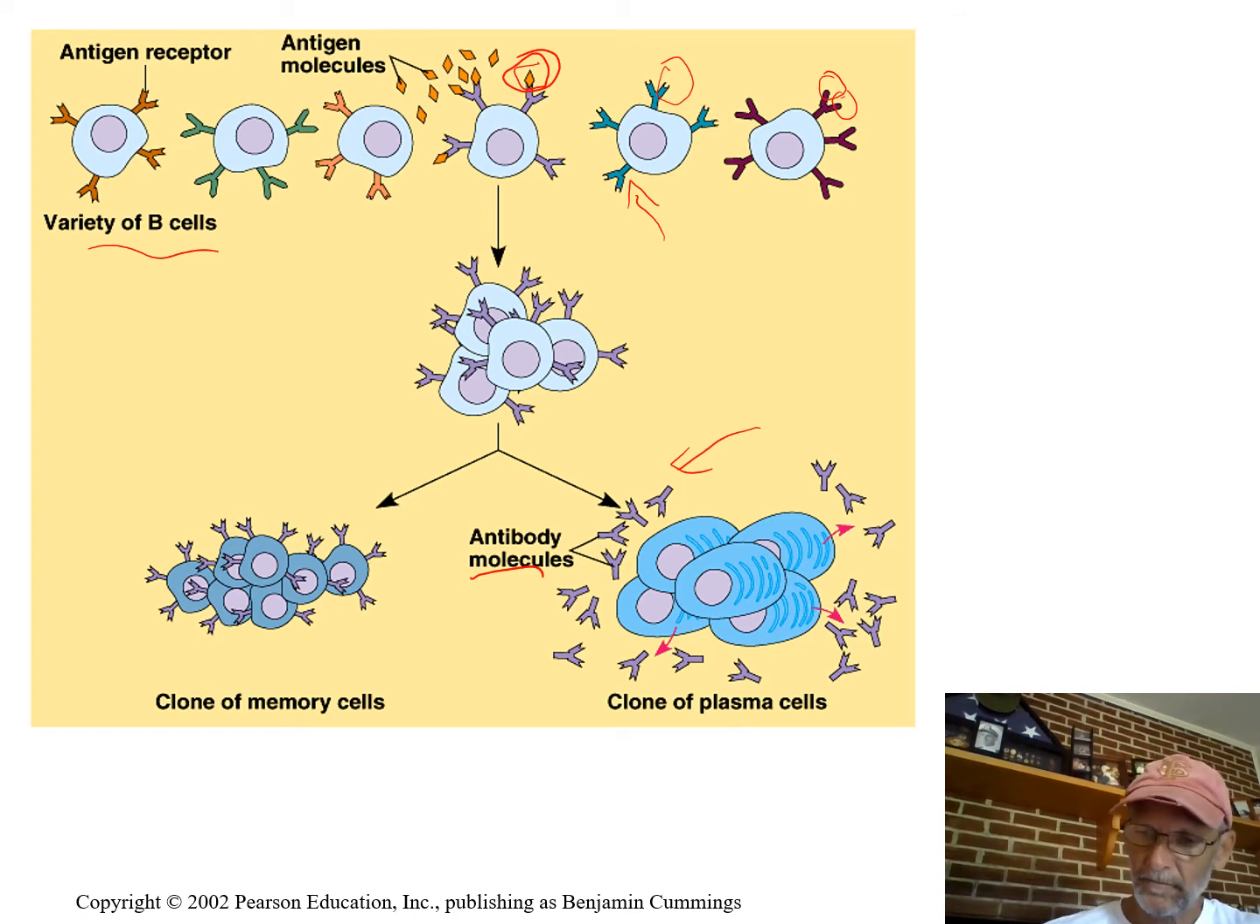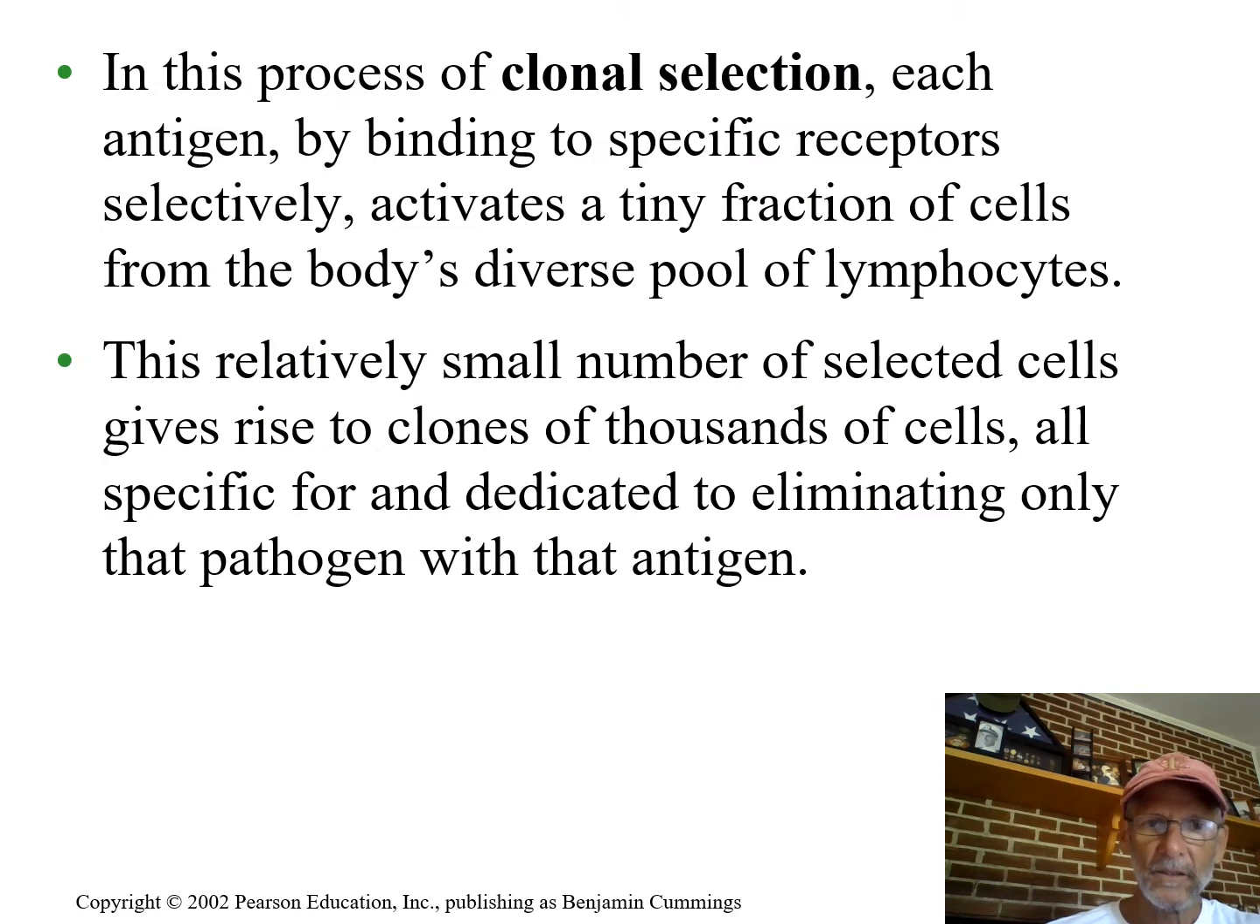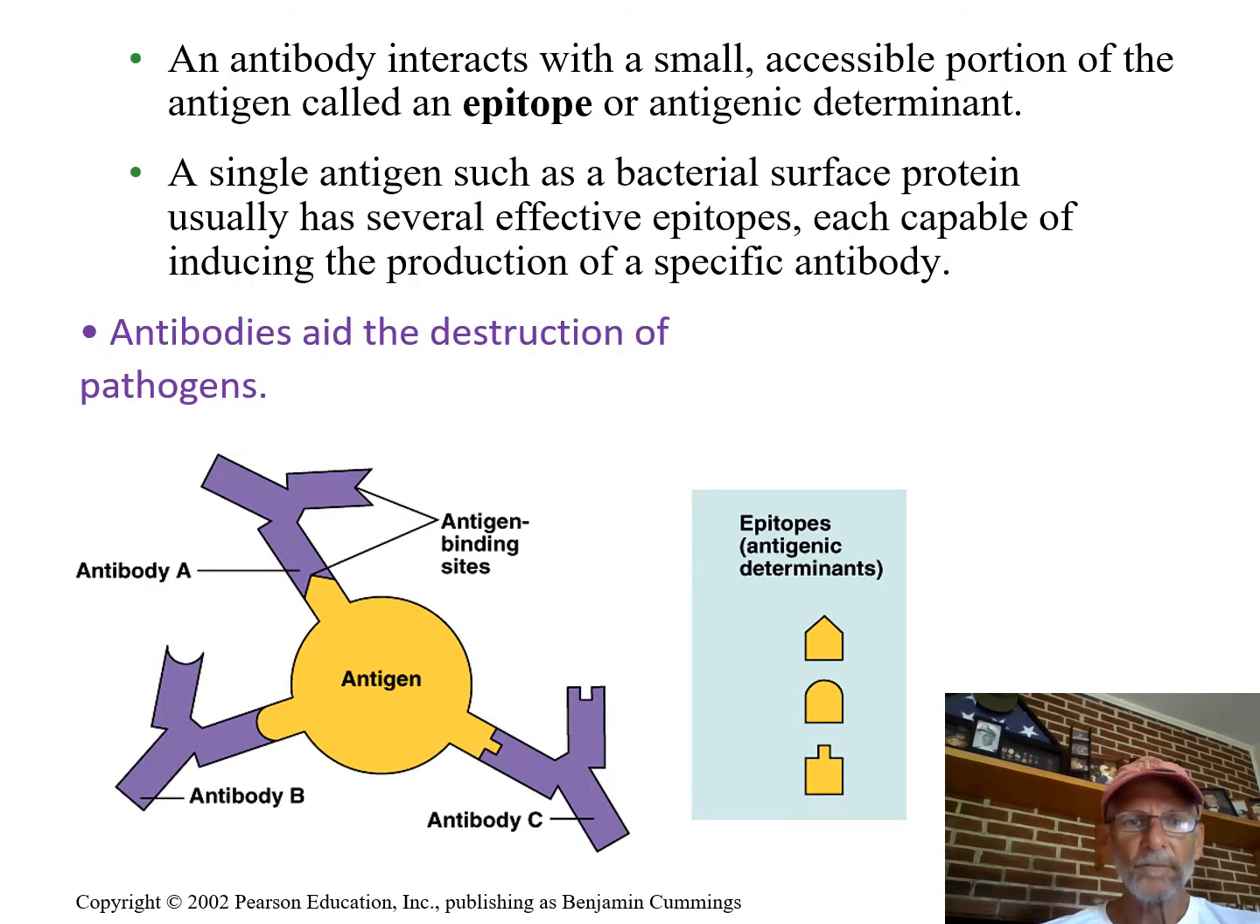So here we go. This process is called clonal selection. Out of all these different B cells, the presence of a particular bad guy's antigens has triggered one of them to be selected. That's how the selection works, to multiply yourself and make a whole lot more of you.